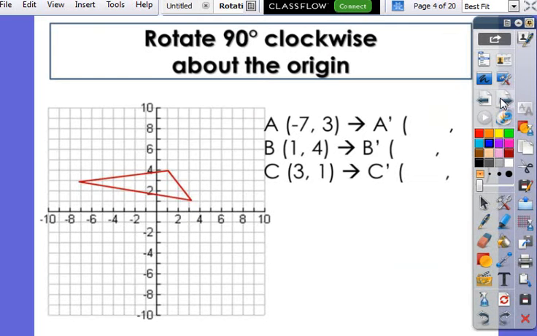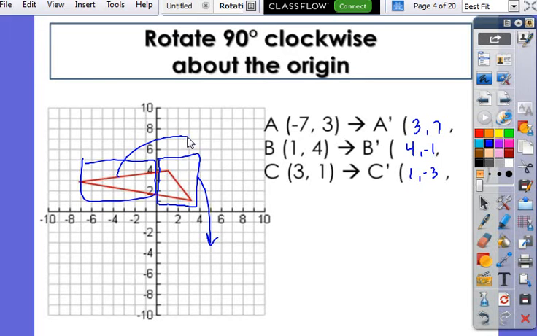All right, if I'm looking at a figure here and I want to redraw it, what do I need to do first? Find the new points. Well, we've already done the new points. We said this one was 3, 7. And this one was 4, -1. And this one was 1, -3. All right. Where should this one wind up based on 90 degrees clockwise? This part right here should come down to the 4th. And this part right here should come to the 1st. That's what should happen.